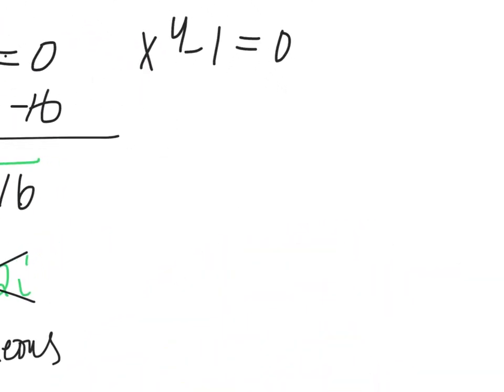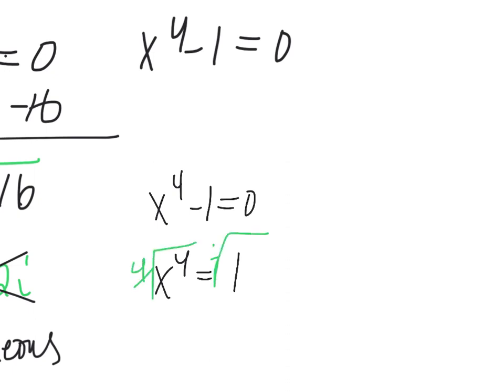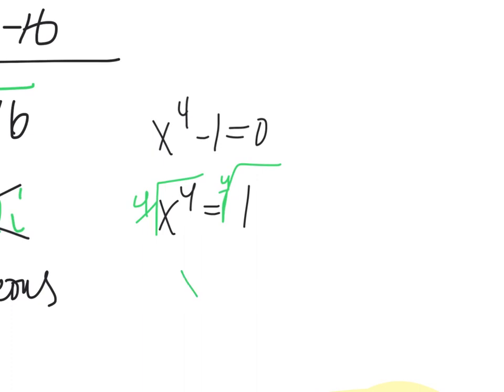So what about over here? I have x to the 4th minus 1 equals 0. Add that 1. So x to the 4th equals 1. Take the 4th root. If I take the 4th root of the left side, I do it to the right side. It's an even root, so I have plus or minus. What is the 4th root of 1? 1. What number times itself 4 times gives you 1? 1. That's a real number.